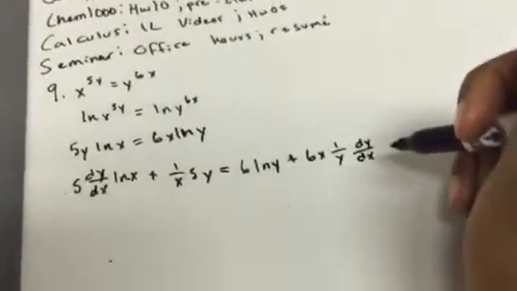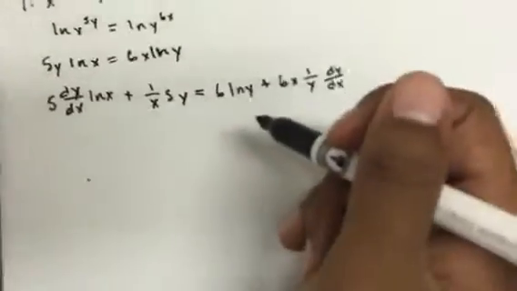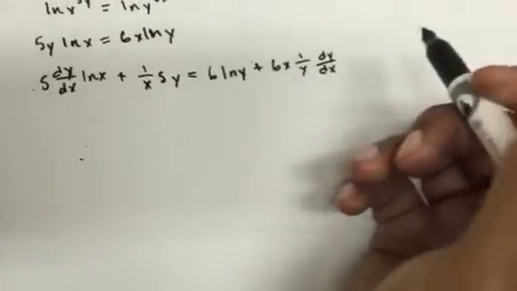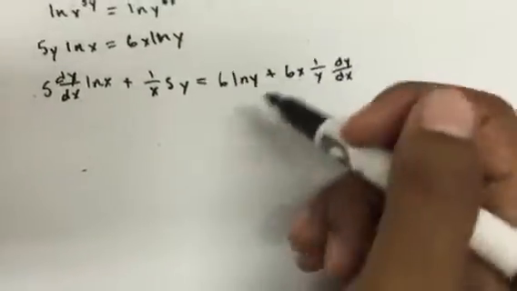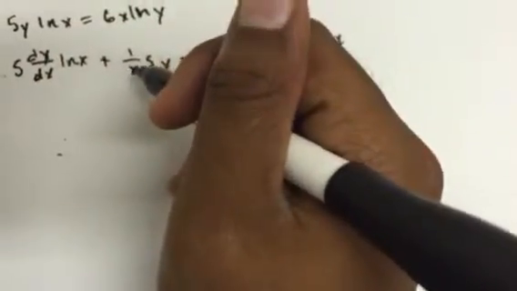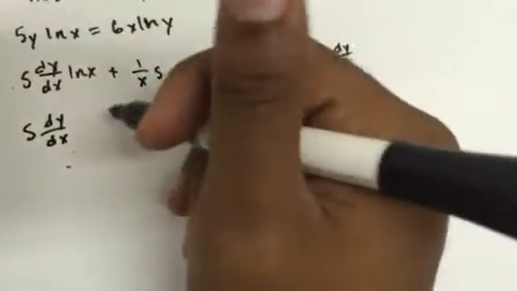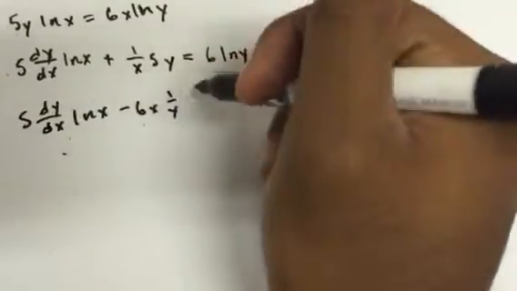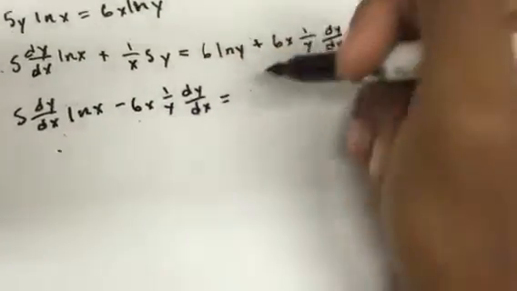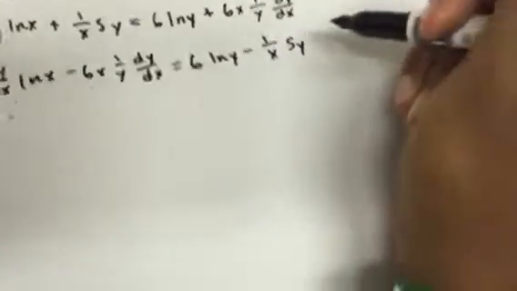Now we're going to need to get the dy dx to one side of the equation so that we can solve for dy dx. We can do this in a multitude of ways. I'm just going to subtract 6x, 1 over y, dy dx from both sides, and subtract 1 over x, 5y from each side. So here we have 5 dy dx ln x minus 6x 1 over y dy dx equals 6 ln y minus 1 over x 5y.